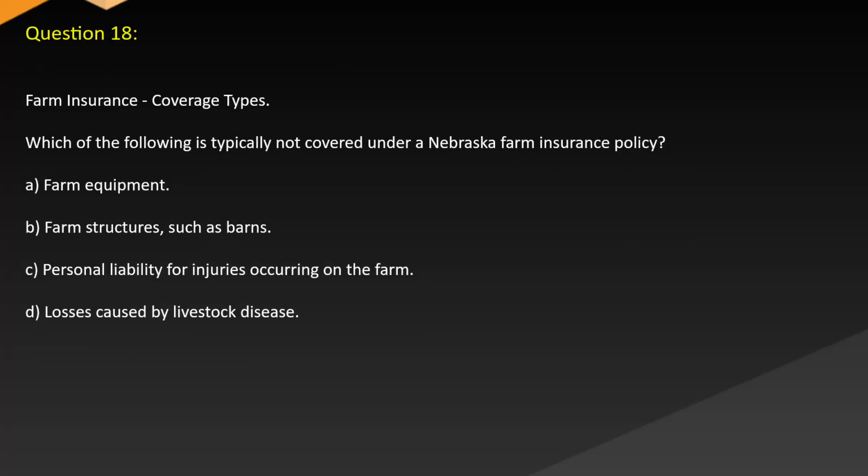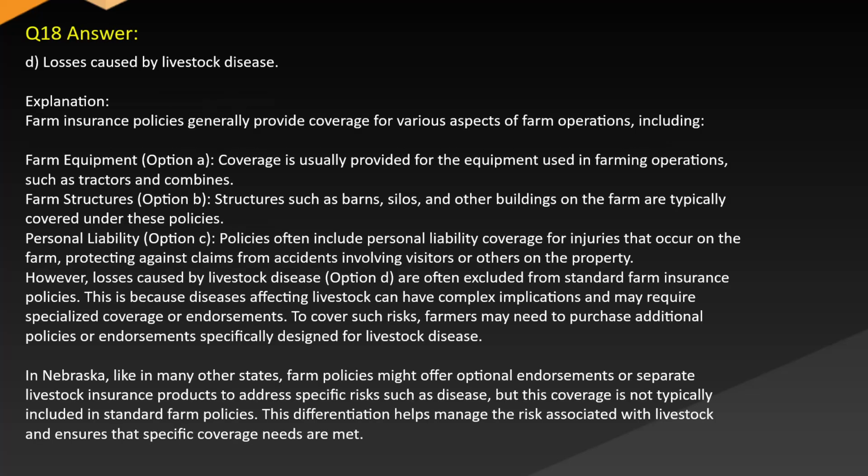Question 18. Farm insurance. Coverage types. Which of the following is typically not covered under a Nebraska farm insurance policy? A. Farm equipment. B. Farm structures, such as barns. C. Personal liability for injuries occurring on the farm. D. Losses caused by livestock disease. Answer: D. Losses caused by livestock disease.